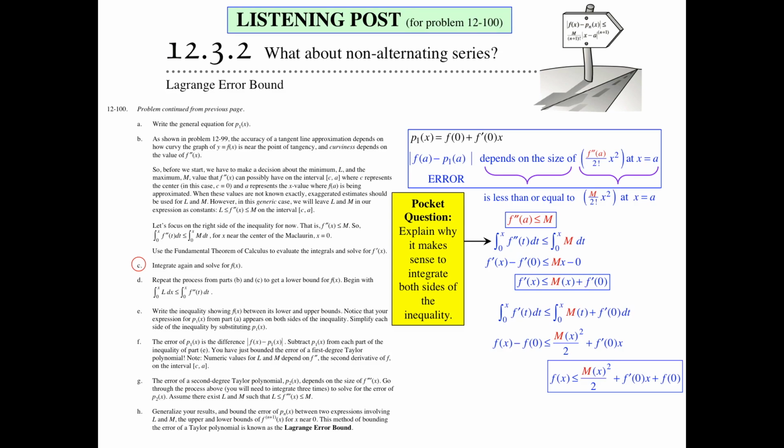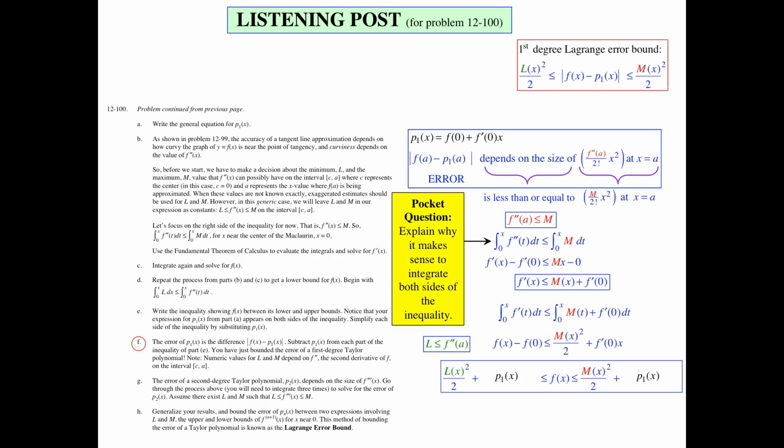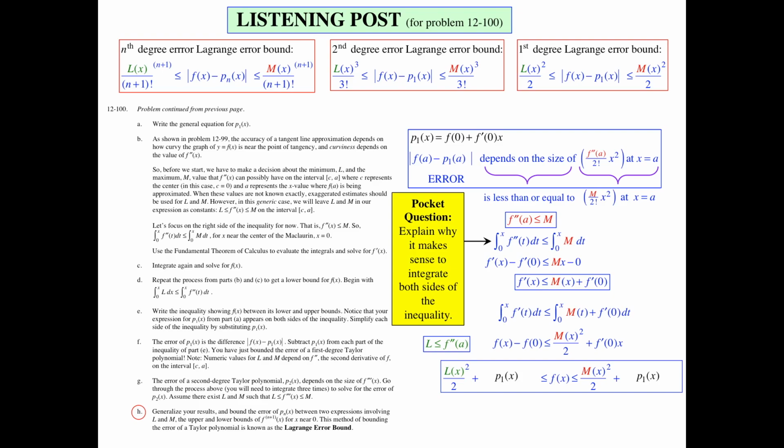Now, part D has them go through all of these steps again, this time attending to the lower bound L as well, noting in part E that the original expression for the first degree Taylor appears on both sides of this inequality. So in part F, they're going to write a new inequality that represents the error of this first degree Taylor, lying between the L and the M. This is the Lagrange error. And then in part G, they repeat all of these steps again to find the Lagrange error for a second degree Taylor polynomial. And finally, in part H, they write a general expression for Lagrange error for any degree polynomial approximation of a function.